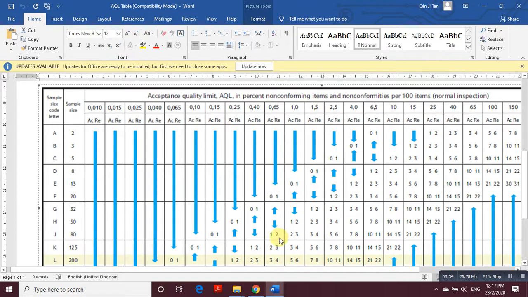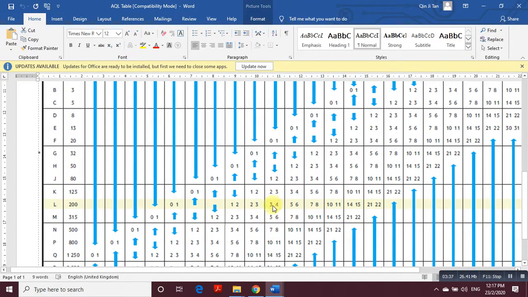We can see 3 and 4 under 0.65. So it means that among the 200 samples you take, if there are 3 or fewer rejects, you can still accept the whole lot, and this lot can be given to the customer. But if it's 4 and above, that means you have to reject the whole lot. So 3 or below is accept, 4 or above rejects means you need to put the whole lot on hold.